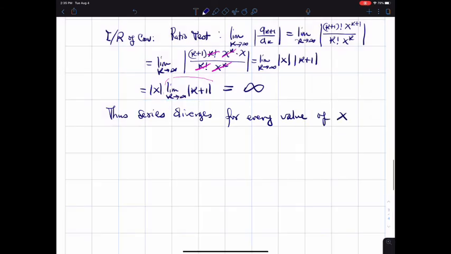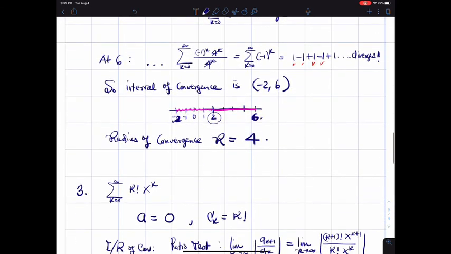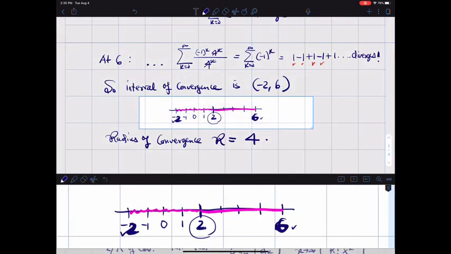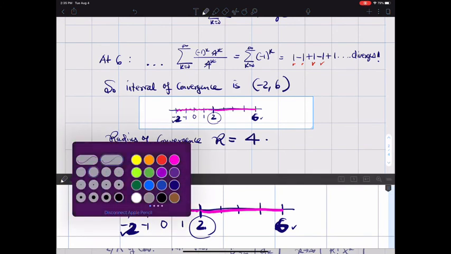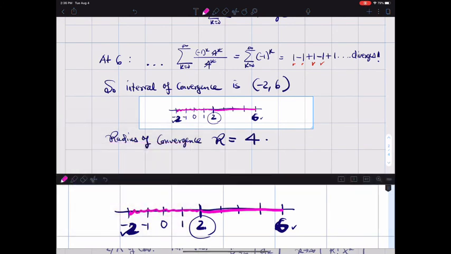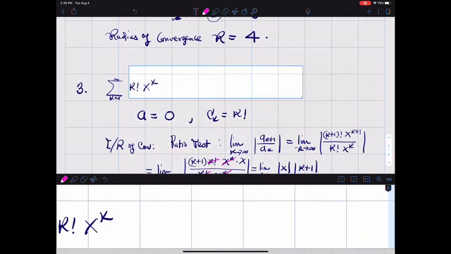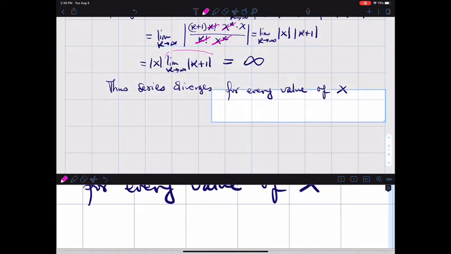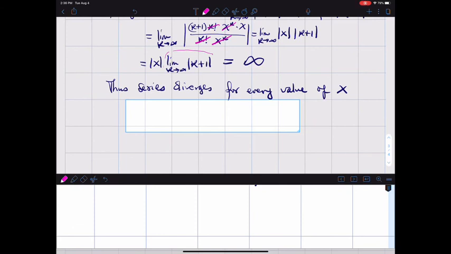All right, let's go back to the previous example. So here, this is the interval for which the series converges, and the radius of convergence is 4. However, over here, it diverges for every value of x, except possibly x equal to 0, since the center is equal to 0.